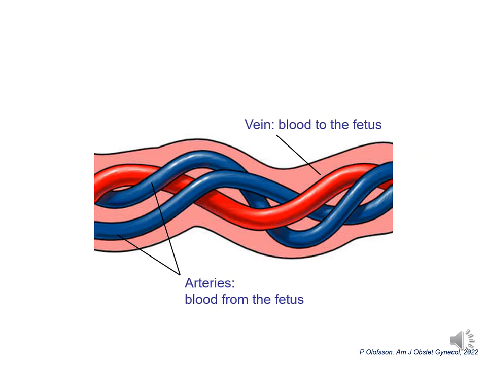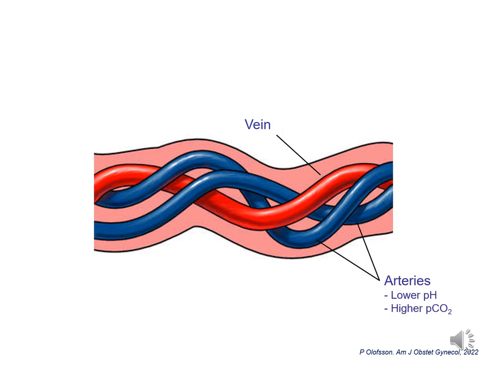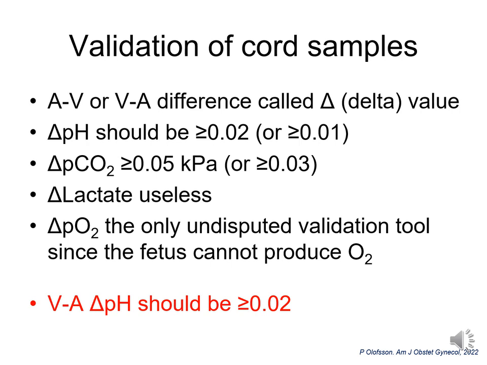Since the cord arteries carry blood from the fetus to the placenta, it is arterial blood that best reflects the fetal acid-base status. We now therefore need to validate the arterial sample by showing it has a lower pH and higher PCO2 than venous blood. To make a long story short, to validate cord samples, the veno-arterial pH difference should be 0.02 or larger.